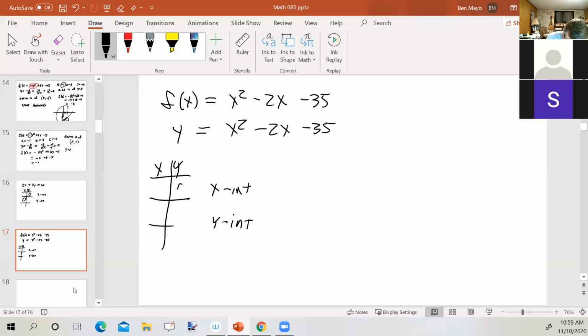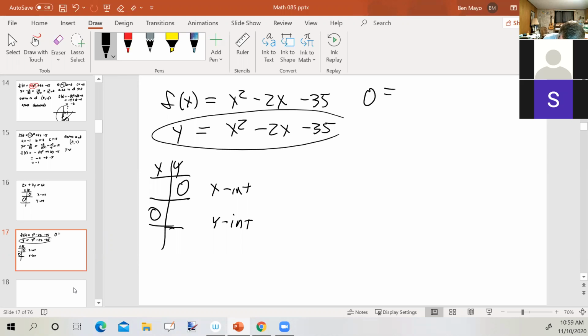So to find the x-intercept, set y equal to 0. To find the y-intercept, set x equal to 0, just like you said. So if y is 0, what does this give us? It gives us 0 equals x squared minus 2x minus 35. So what have we learned in this chapter that we can use to solve that equation in that form?